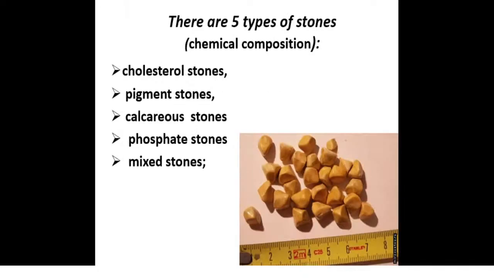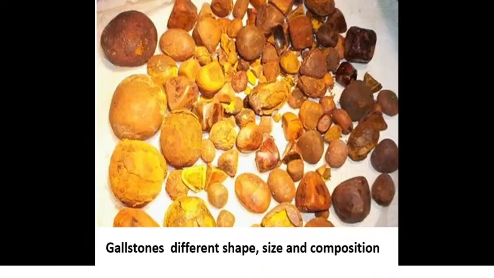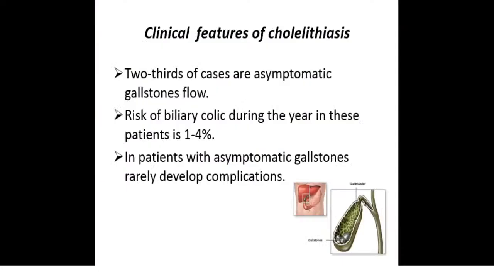There are 5 types of the stone chemical composition. It is cholesterol stone, it is pigment stone, it is calcareous stone, phosphate stone, and mixed. Very often we can see mixed stone and different variant composition. It is a different composition and size of the stone.